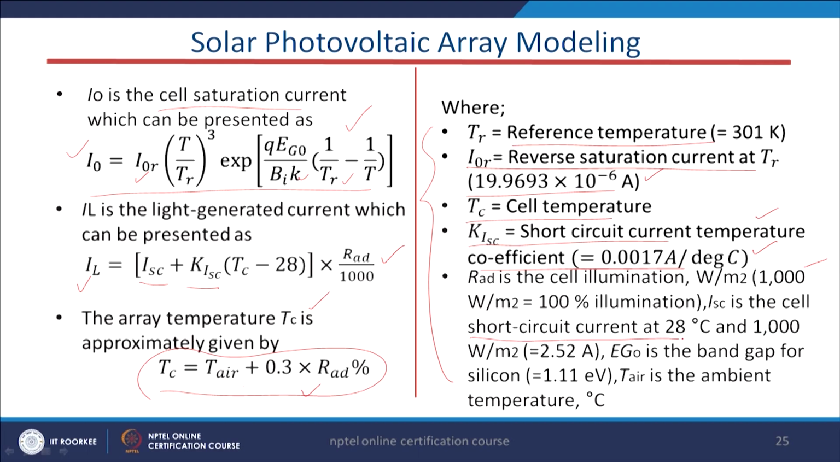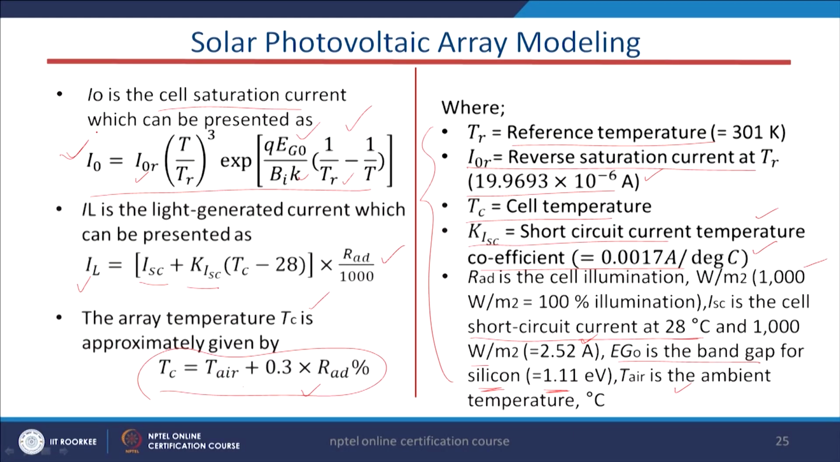Also, we have the short circuit current at 28 degree Celsius and 1000 watt per meter square, and that amount is 2.52 ampere. And what is this EG0? That is basically the band gap for silicon, and the value is 1.11 electron volt, and T air is the ambient temperature in degree Celsius. So, these are all the symbols and parameters we use to express the saturation current of the cell and the light current of the cell.